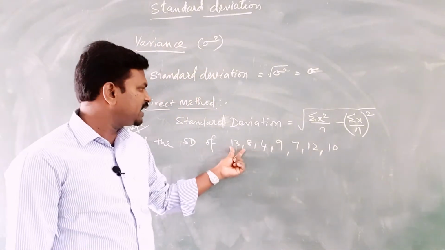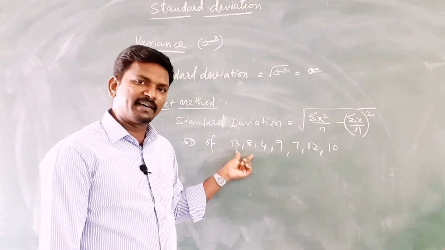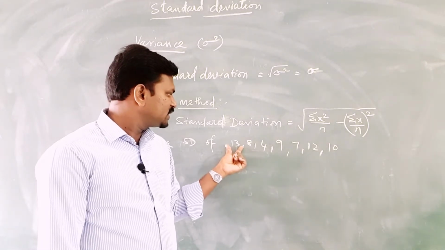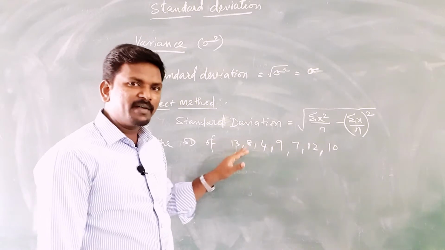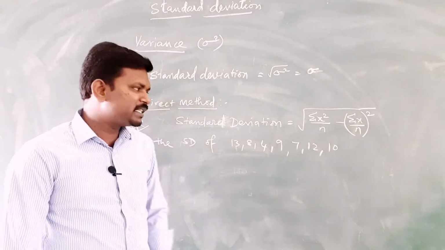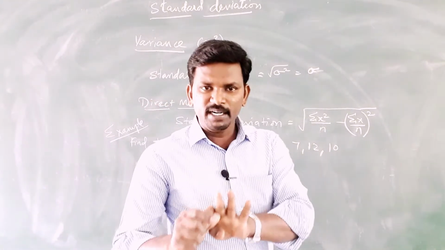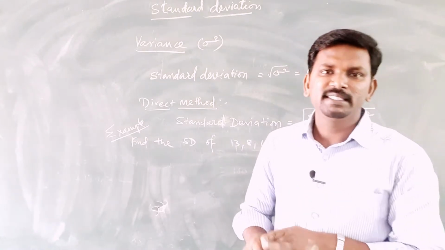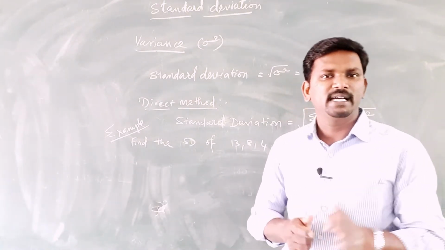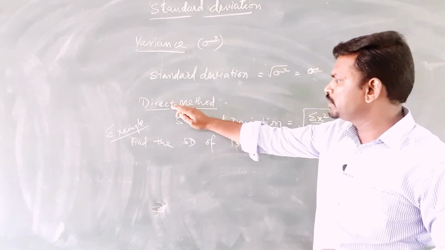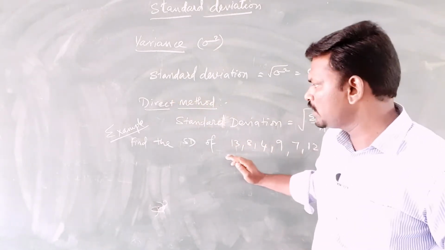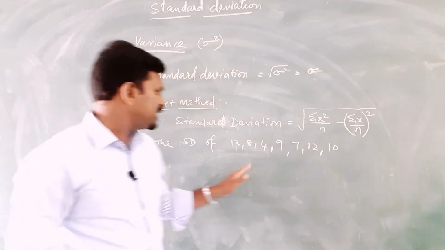This data is ungrouped data, so we can use four methods: direct method, mean method, assumed mean method and step deviation method. Now we are going to use the direct method formula to find the standard deviation of the data.